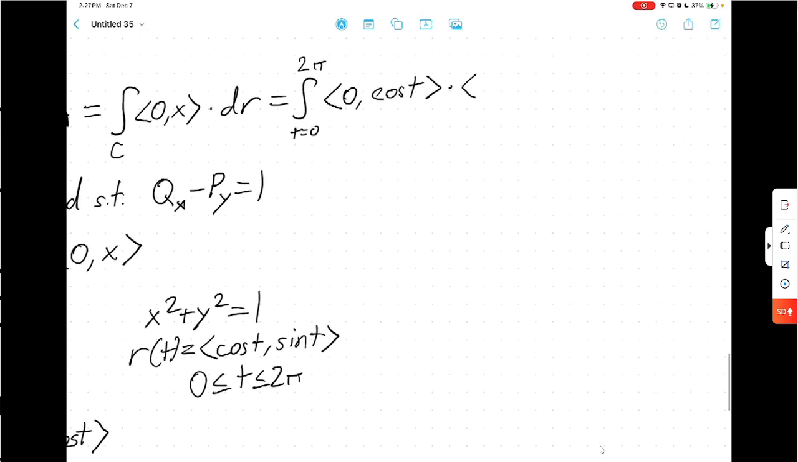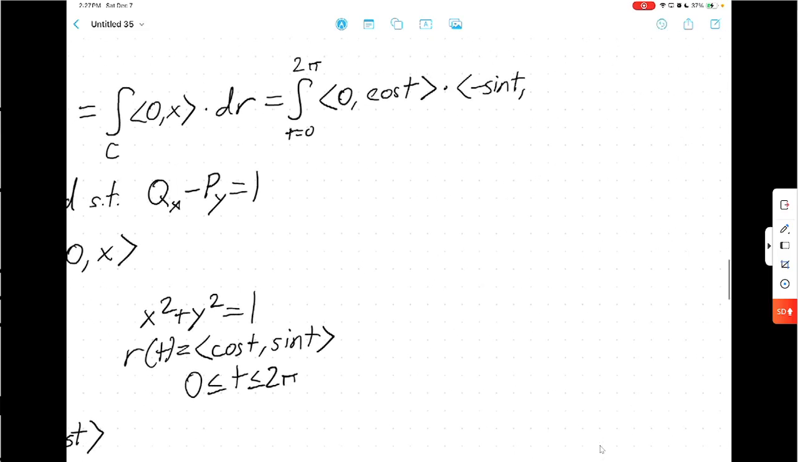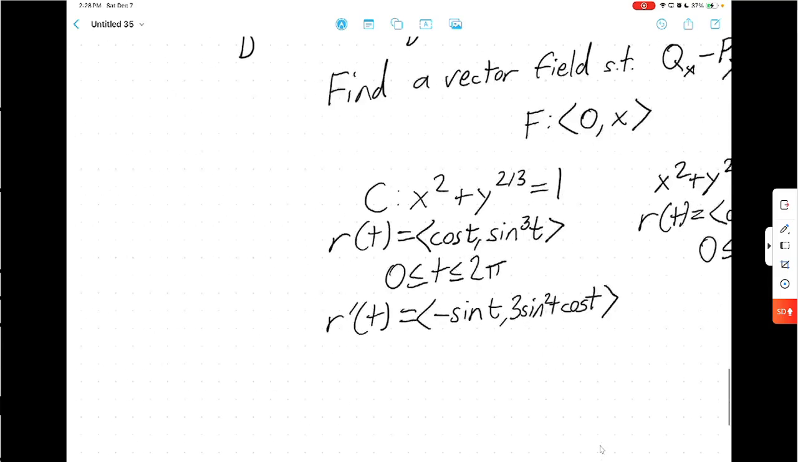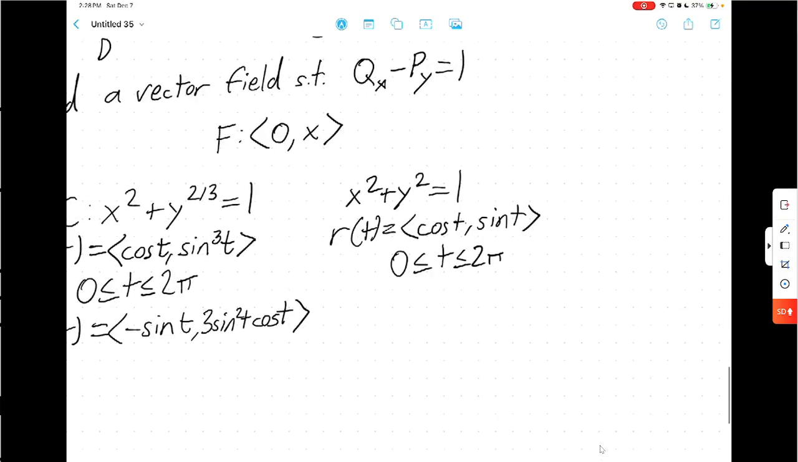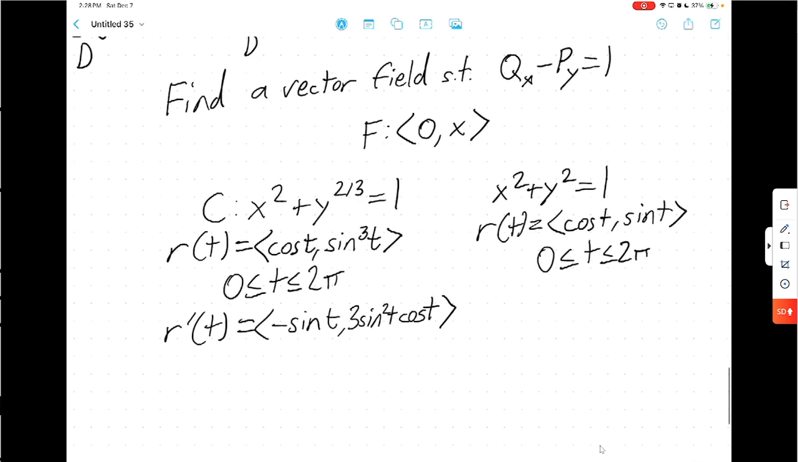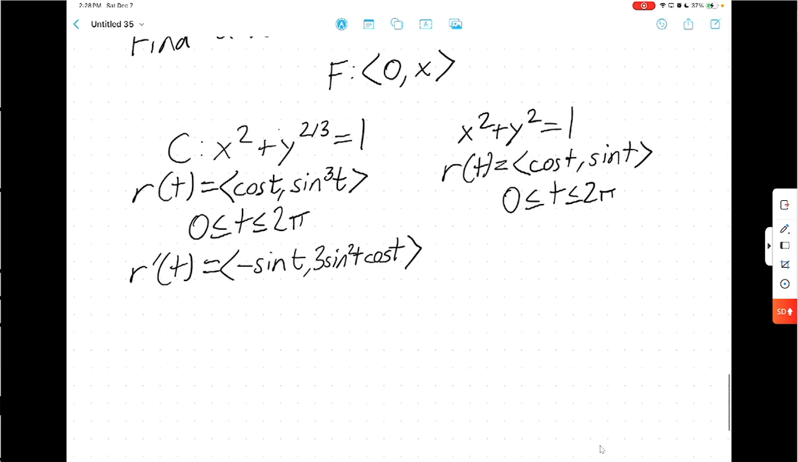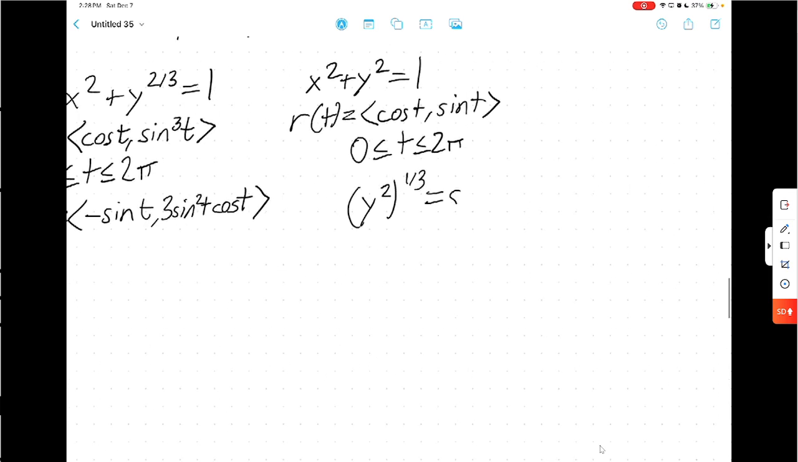So negative sine t. Can you explain how you got the cubed? Okay, so do you see on the right side, x squared plus y squared equals 1? And we know that parameterization to be cosine t, sine t, correct? Yeah. Okay, so here on the left, which is the original one, we almost have this one, except instead of y squared, we have y to the 2/3. So we essentially want to cancel out the extra 1/3 here. So I'm going to cube the y part of the parameterization in order to make this essentially a sine squared again.